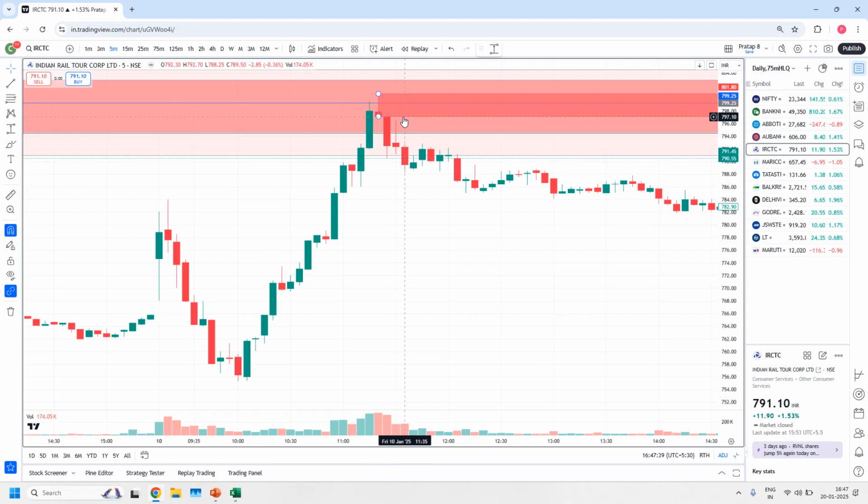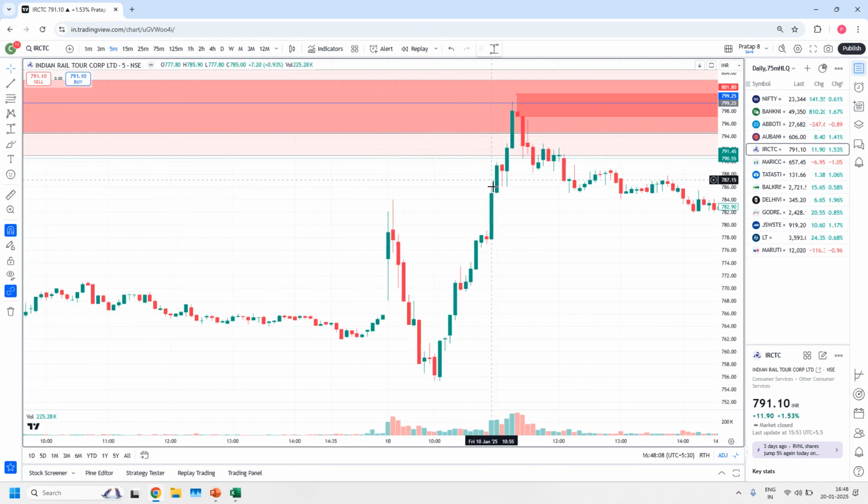In your phase 1 training, and in phase 2 training, lesson 16, you learned fine-tuning the zones also. Now you are learning fine-tuning the entries. Rather than taking the entry exactly at the proximal line, you are going deep and marking some point. Till that point, you should get a minimum 1:3 RR.